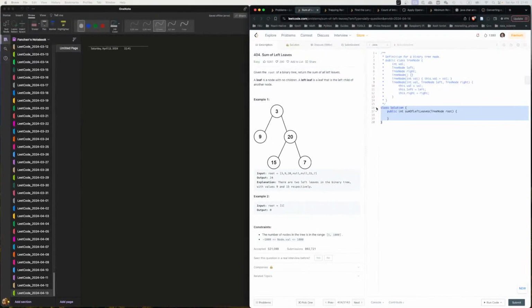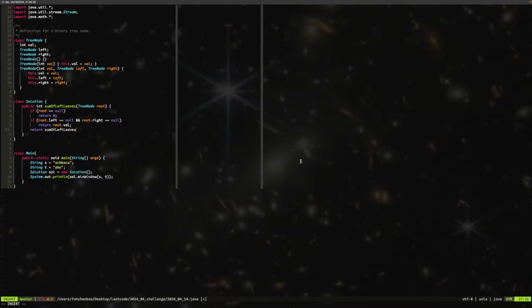Wait, hold on, left leaves? Oh no, it's left leaves. A leaf? No, there's no children. A left leaf is a leaf that is the left child of any. Oh my goodness. I thought it's just as simple as getting the leaves. Okay, so I need a little bit more. So we should just return... How do you know it's a left leaf? Exactly, how do you know?